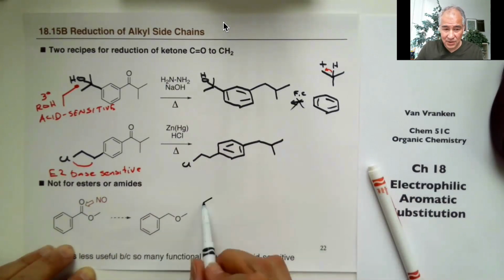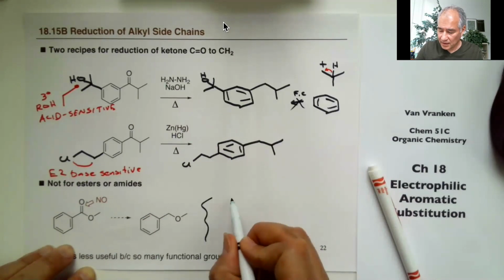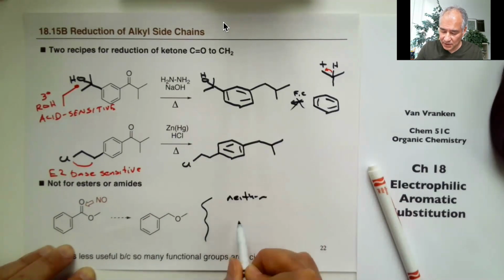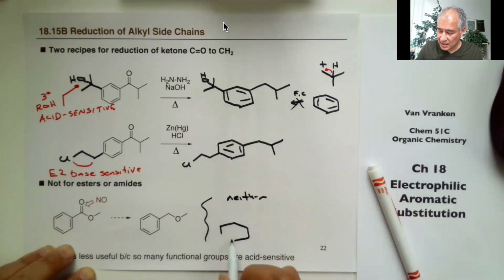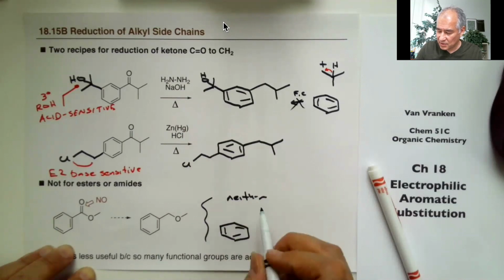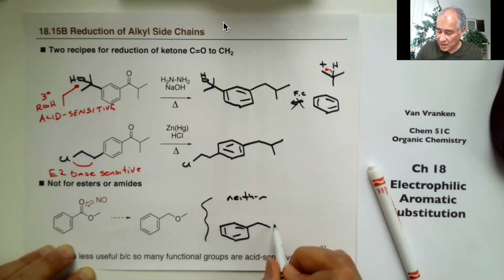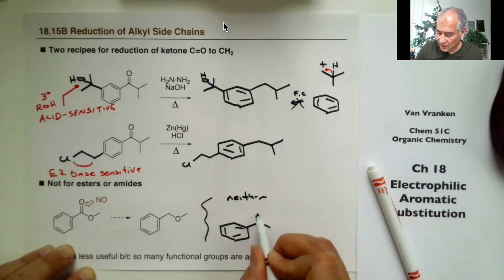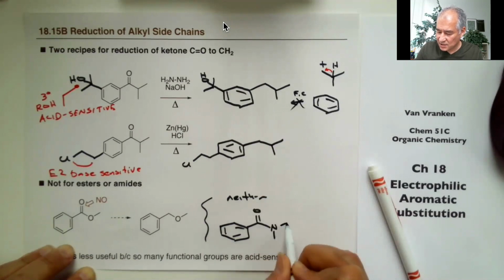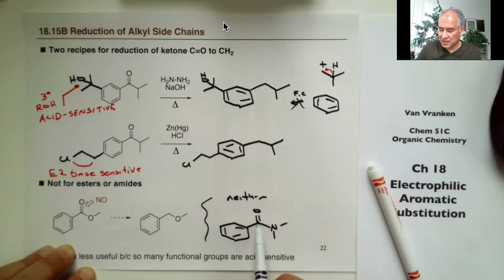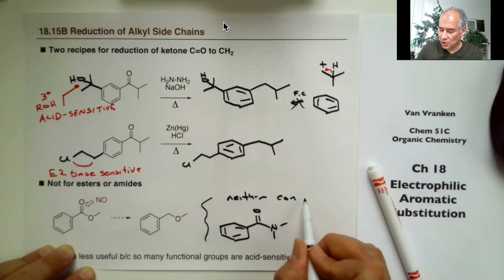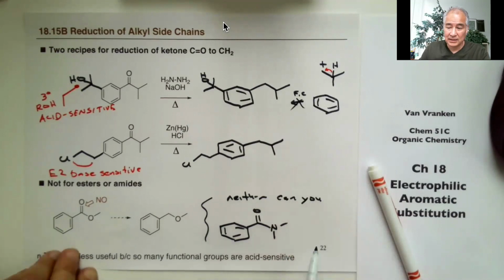You also cannot do, and I'll also put neither, could you do amides? You can't do amides to reduce using these two conditions. Now we will tell you a different secret reagent coming up that can reduce this down to a CH2. Neither can you use those two conditions above to reduce this down to a CH2.